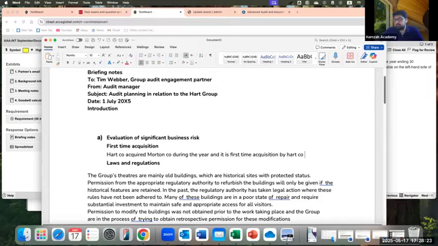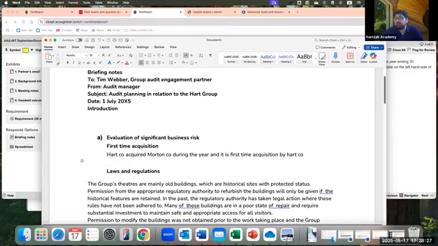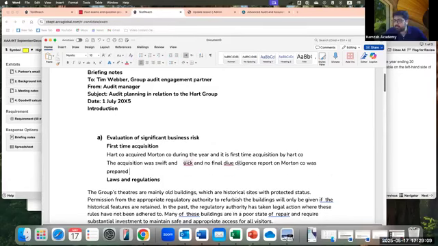Now, students, the question from you is how it is a business risk. What can go wrong because of it in the business? The first thing, the acquisition was swift and quick, and no final due diligence report on Morton Company was prepared. It was quick. No final due diligence. Risk from scenario. But you have to explain how it is a risk.